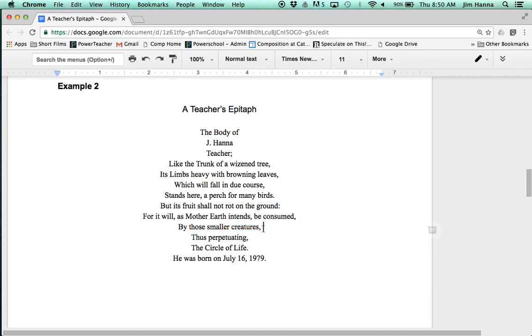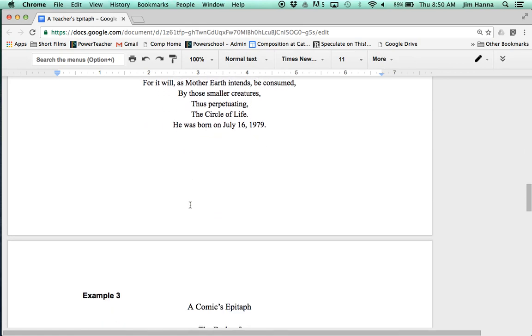And this is, I guess, what I'm trying to do. I don't know how successful I am. You can judge for yourself. I'm trying to extend that metaphor to talk about how a teacher passes on his or her knowledge to their students, like a tree passes on its fruit, which gets eaten by birds and perpetuates a circle of life. Okay. Again, I don't know how successful this is. I think it's okay. All right.